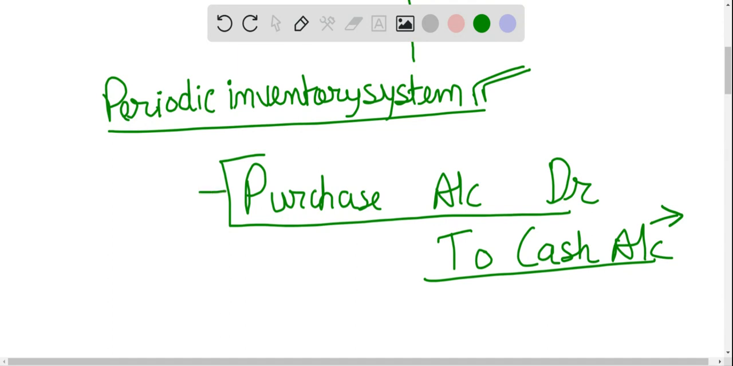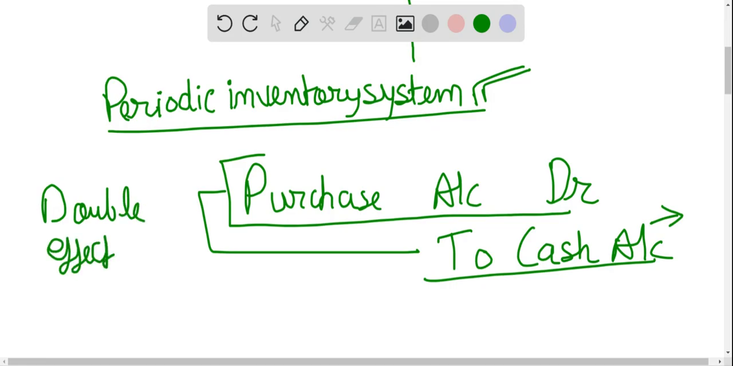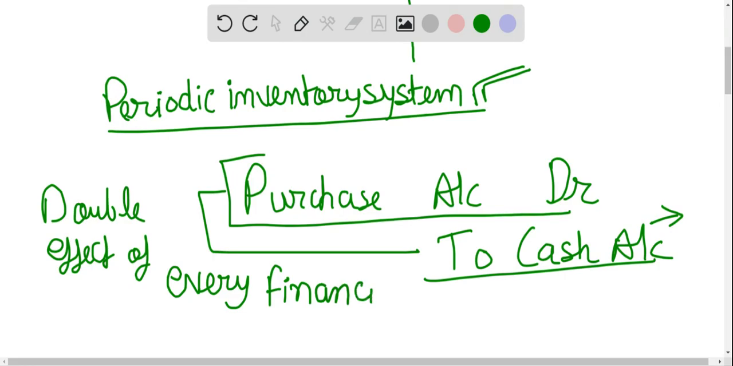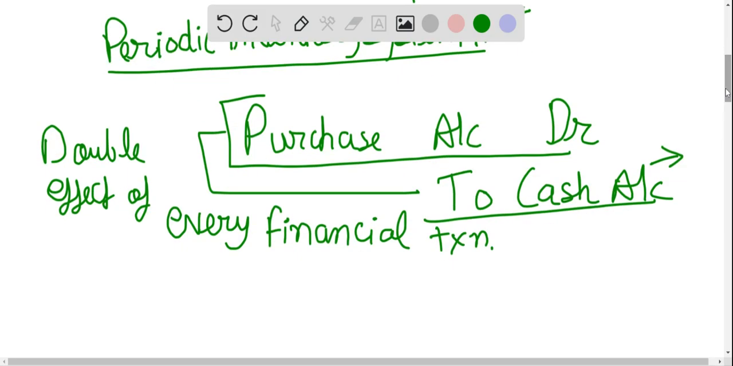So we can understand that there is a double effect of the transaction. Write this double effect of every financial transaction. Okay, so we have identified the accounts that will be affected in case of an entity applying the periodic inventory system. So that matches with choice A. Okay, that is cash and purchase.